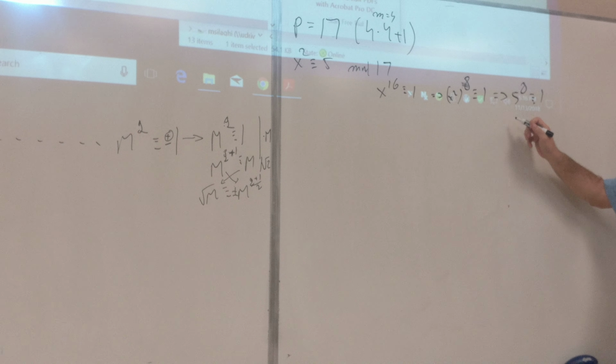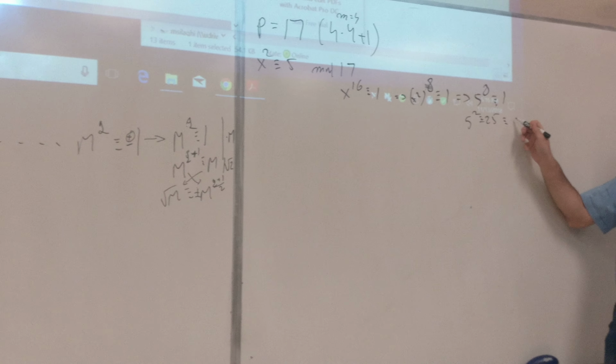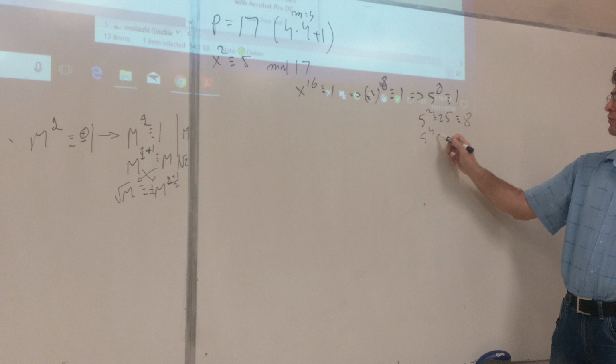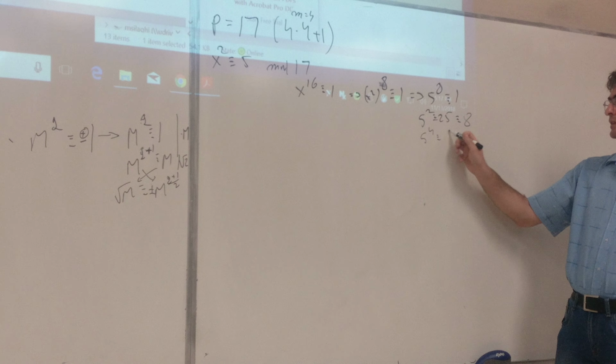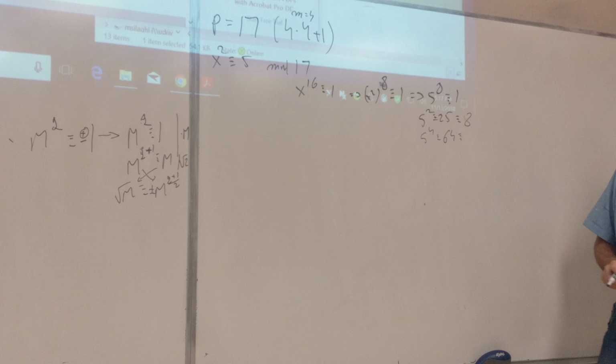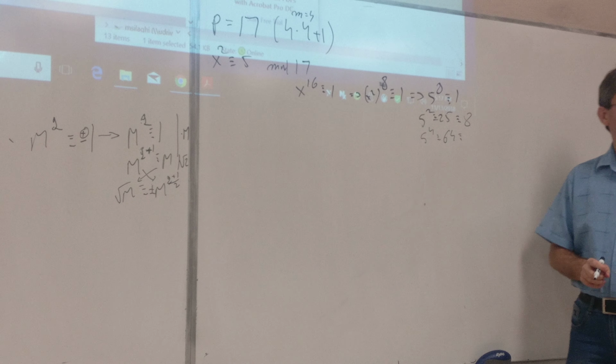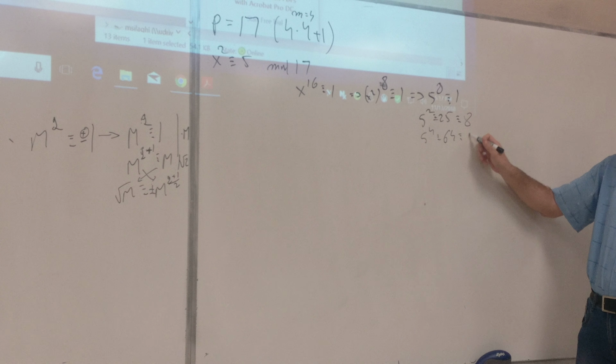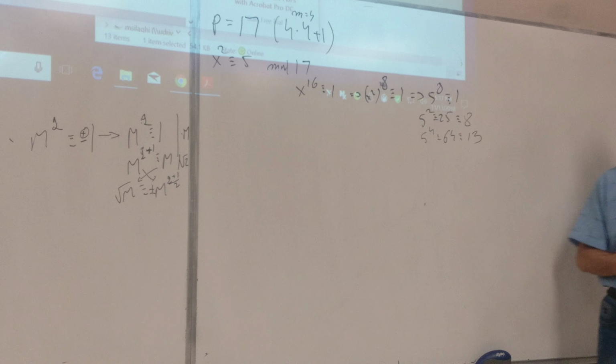Again, 5 squared is 25, which mod 17 is 8. 5 to the power 4 is 8 squared, 64 mod 17. It's 9 plus 4, 13. That's what you also get, guys? Okay, yeah. Thank you.